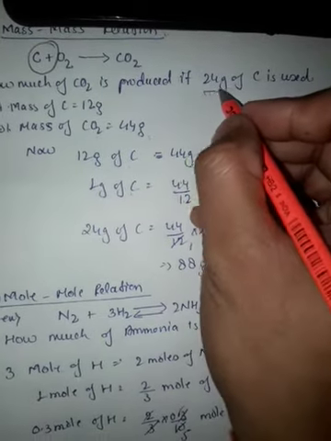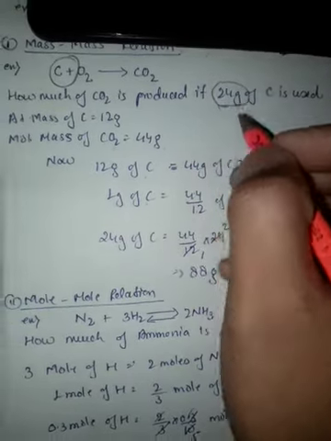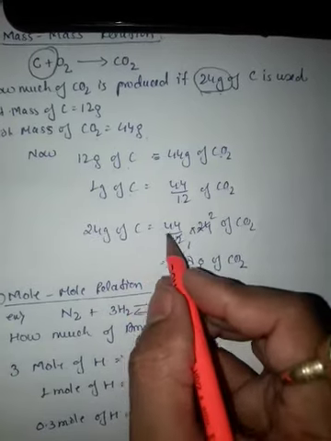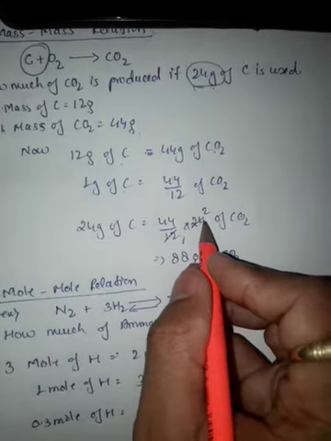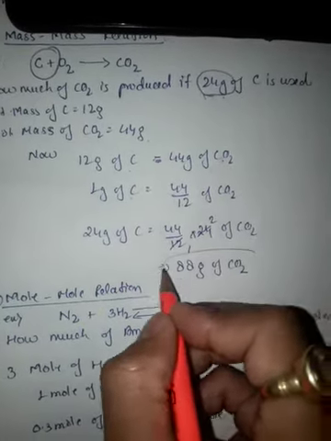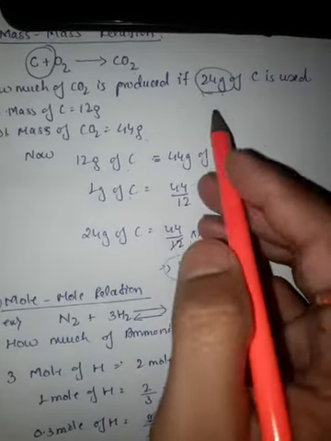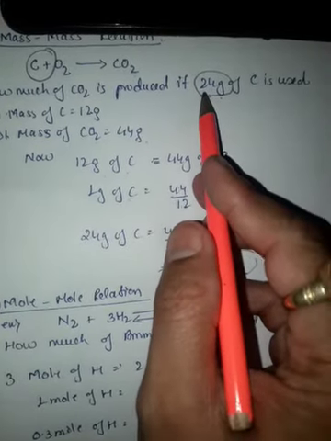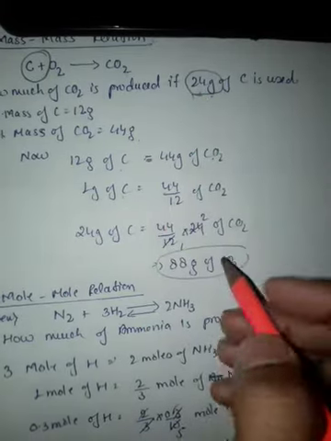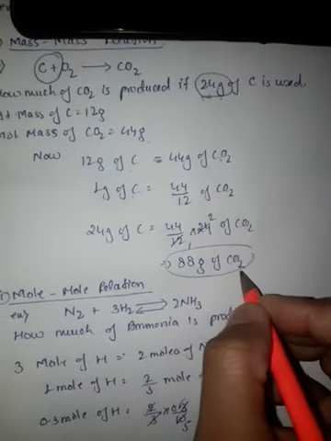But question is asked about 24 gram. So 24 gram of carbon is equals to 44 by 12 into 24. That is, you will get 88 gram of carbon dioxide. Means if you use 24 gram of carbon, then 88 gram of carbon dioxide will be produced.